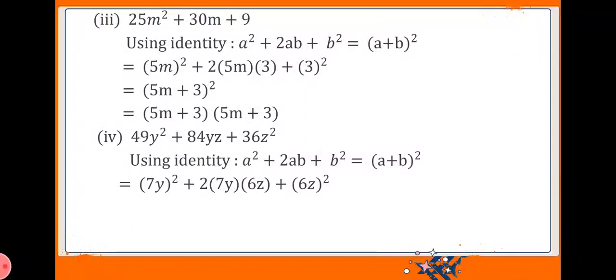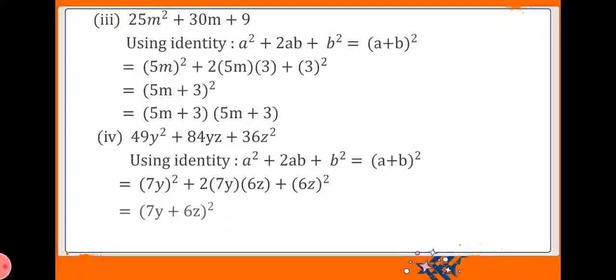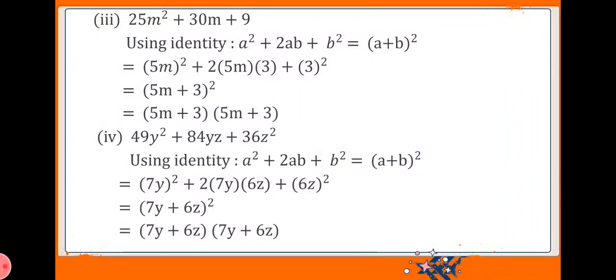Last term 36z square is the perfect square of 6z, and our middle term is 2 into the first term, that is 7y, and the last term, that is 6z. When we cross check our middle term, we will get 84. You can see 2 7s are 14 and 14 6s are 84. So this is the perfect square of 7y plus 6z whole square, that is equal to 7y plus 6z into 7y plus 6z.